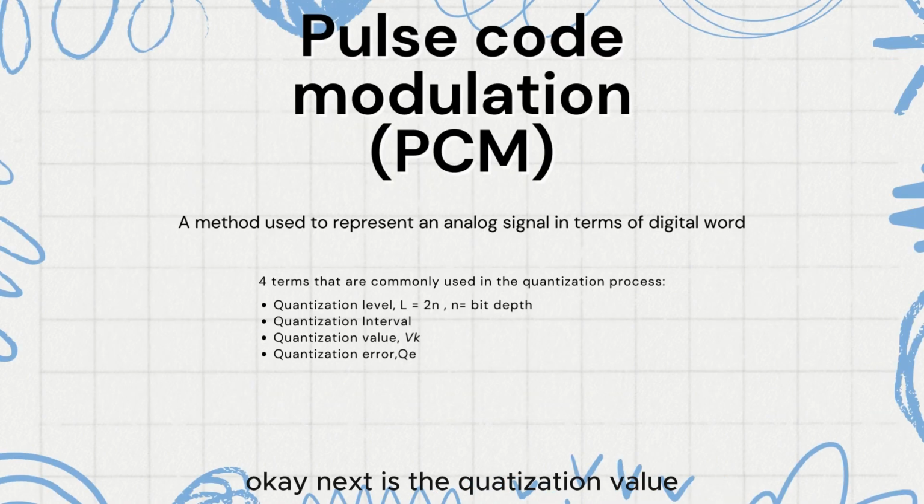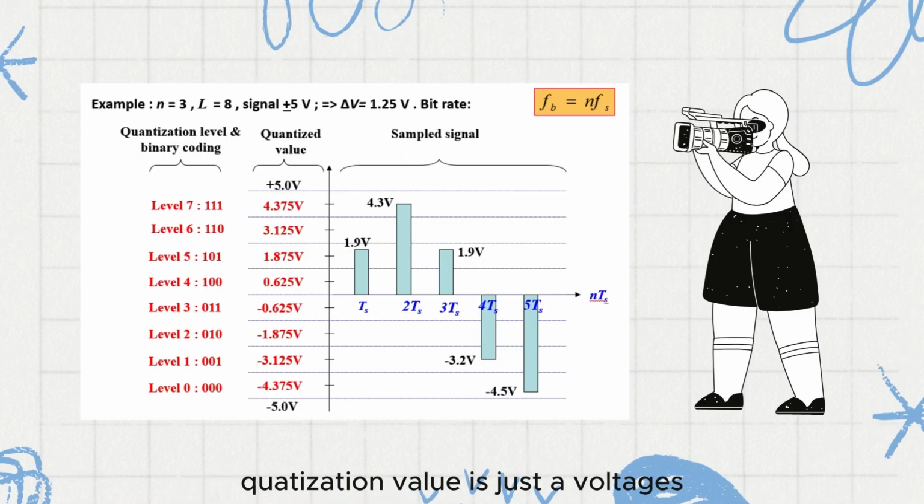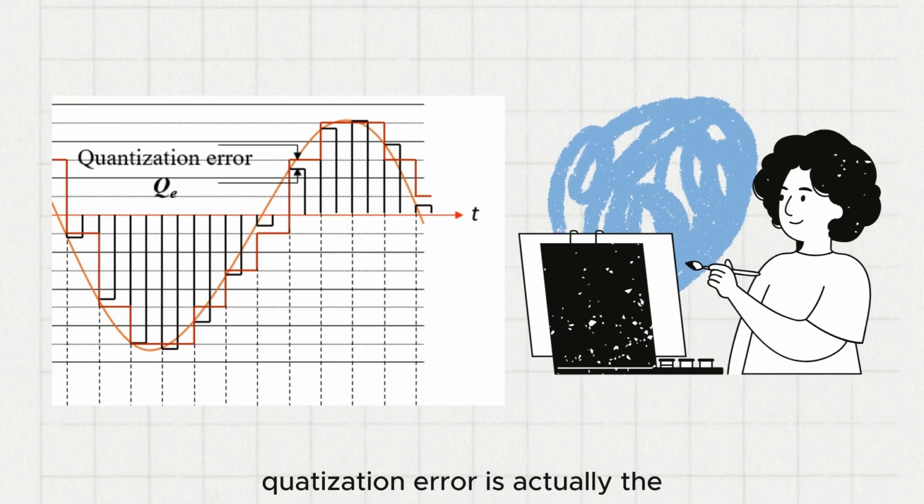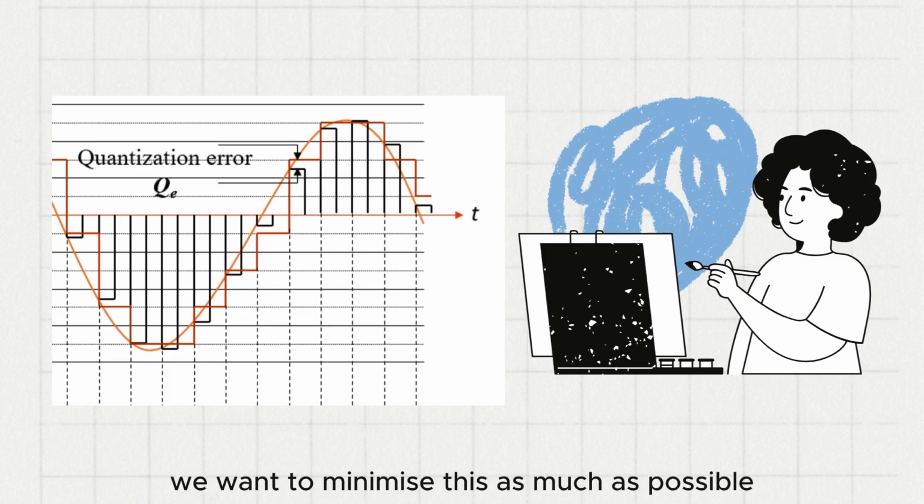Okay, next is the quantization value. Quantization value is just the voltage for each of the levels. And then quantization error. Quantization error is actually the difference between the actual signal and the signal that we calculated. So we want to minimize this as much as possible.